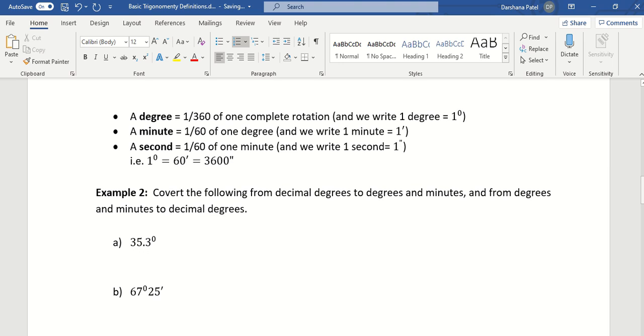A degree is basically 1 out of 360th of one complete rotation. So 1 degree is 1 out of 360 parts. Okay, 1 out of 360th part. So we write 1 degree as this.